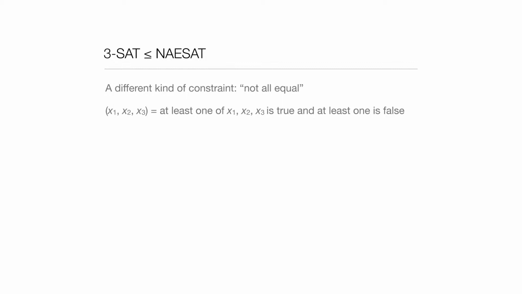Well, remember that a 3-SAT clause says this or this or this. It wants at least one of these to be true. Not-all-equal wants at least one to be true and at least one to be false. It's kind of a symmetric problem. It doesn't want them all to be the same, meaning it doesn't want them all to be false or all to be true. So we can still think of this as true and false if we want. It's just a different constraint. It's just a different gadget that you can pick up at the hardware store.